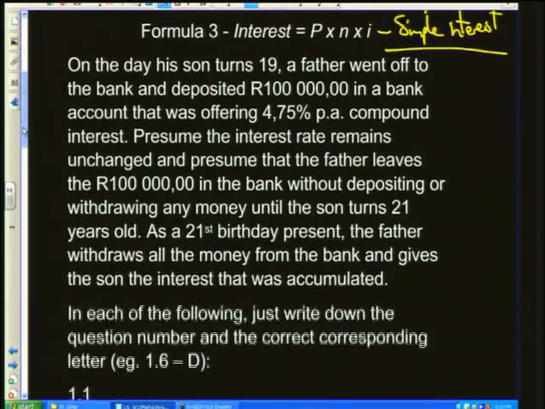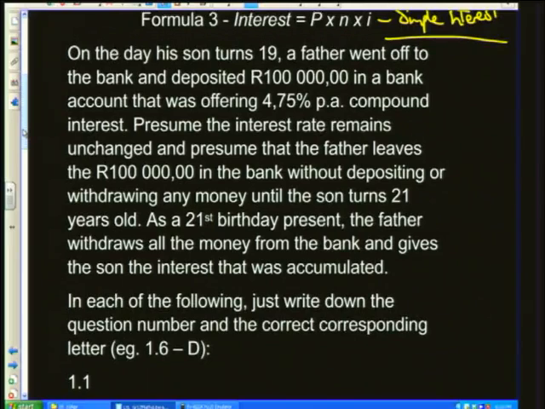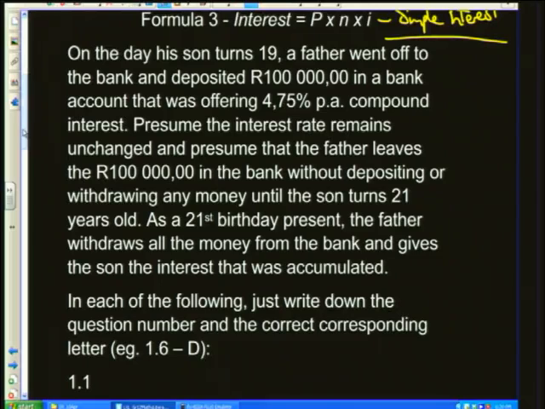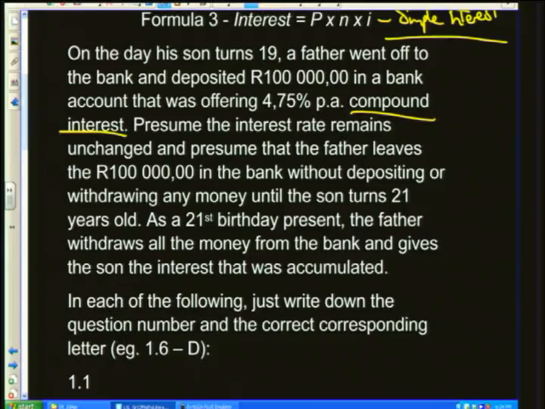Let's read this. On the day his son turns 19, a father went off to the bank and deposited 100,000 rand. Where would he have got that 100,000 rand from? Okay, let's move on. He puts it in a bank account that was offering 4.75% per annum. What does per annum mean, Carl? Per year. Absolutely, cool. Compound interest. Now this is kind of important. Presume the interest rate remains unchanged and presume that the father leaves the 100,000 rand in the bank without depositing or withdrawing any money until the son turns 21 years old. As a 21st birthday present, the father withdraws all the money from the bank and gives the son the interest that was accumulated.